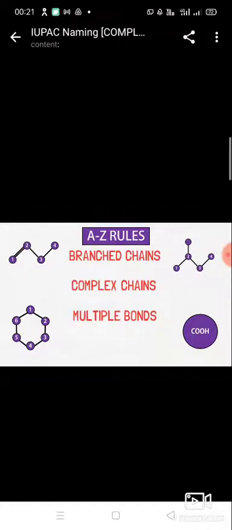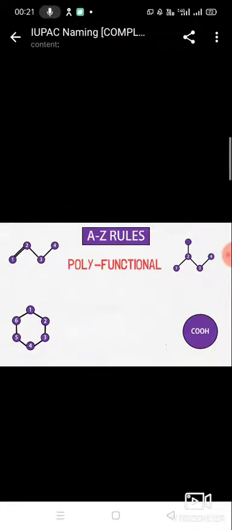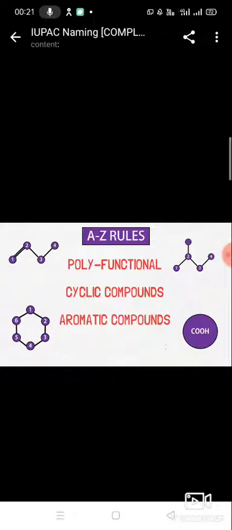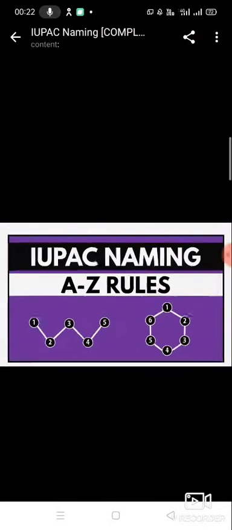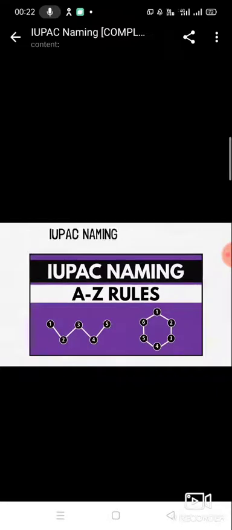So in this part, we will see how the naming of organic compounds is done by using certain rules. Already we have learned all this, so you can take this as a revised part. IUPAC naming. If you see this structure, it is a bond line structure.